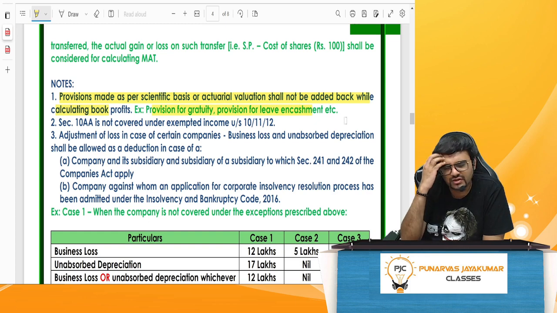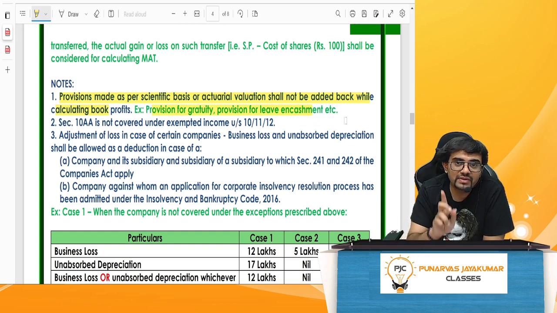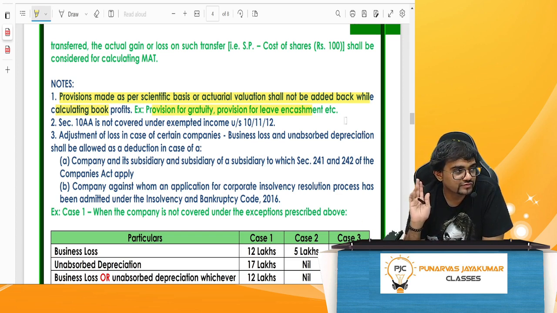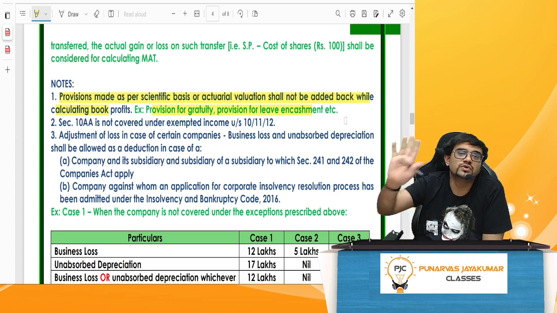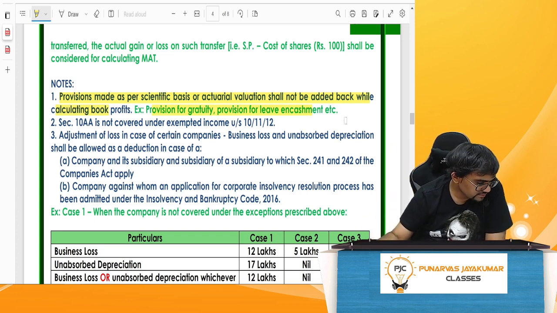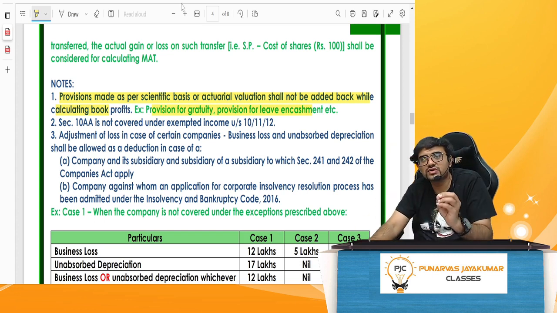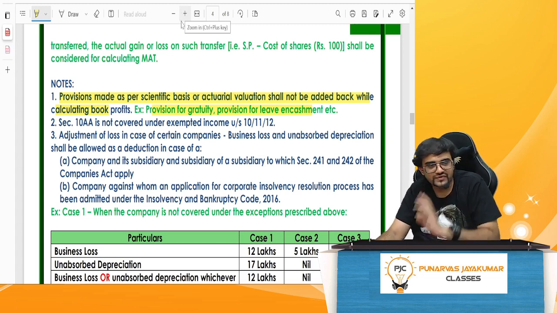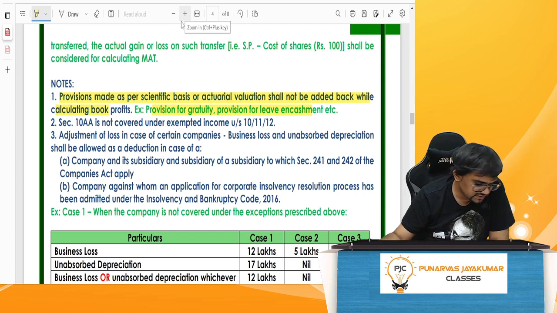So just keep in your mind, anything which is scientific in nature will not be added back while computing MAT. But whether scientific or not, generally it will be disallowed under the Income Tax Act. In some cases it will be allowed as per 43B, already discussed. That's all. Any ad hoc stuff, add back. Scientific stuff, don't add back as far as MAT is concerned. Got it, guys?